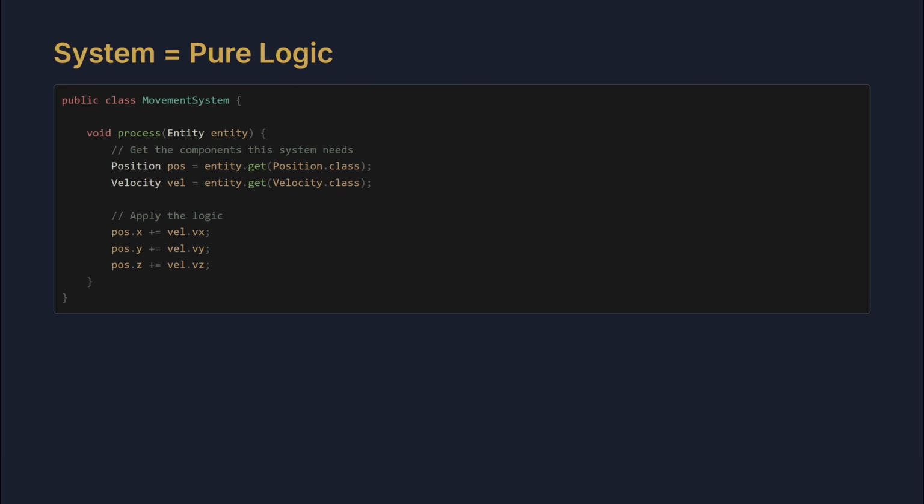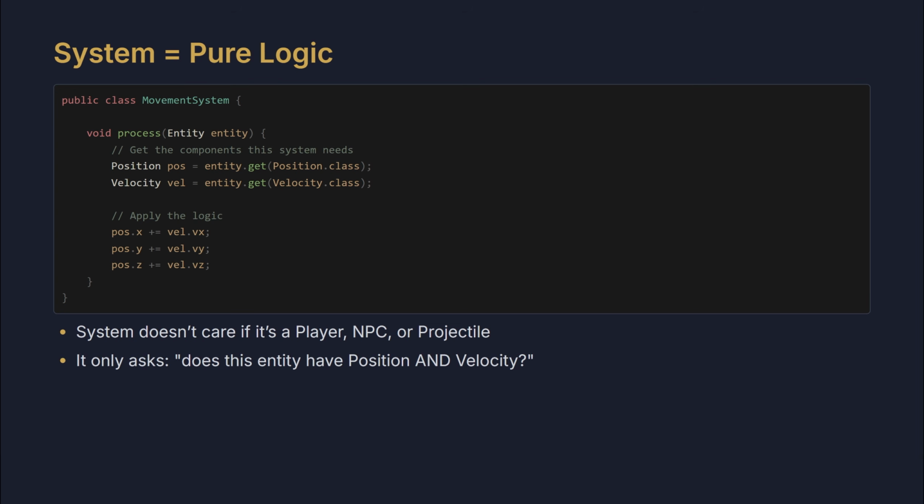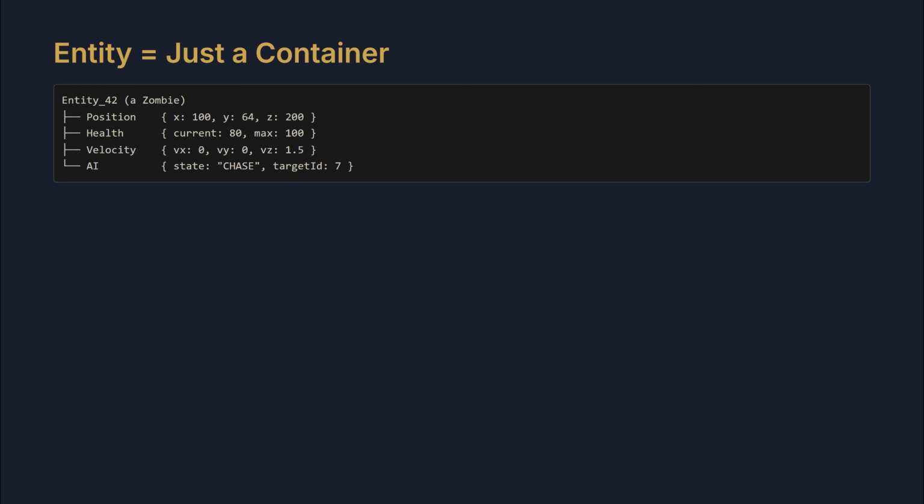Whereas systems are pure logic. A system doesn't care if it's a player, an NPC, or a projectile. It only asks, does this entity have position and velocity? If yes, process it. If no, skip it. And an entity is just a container.